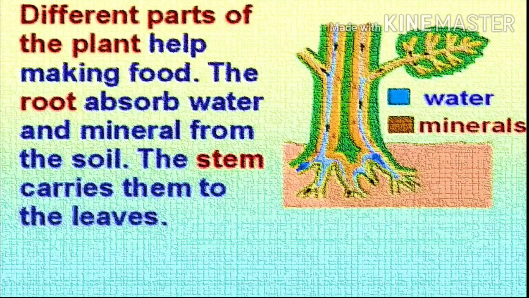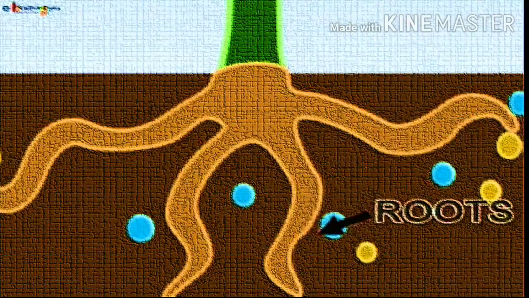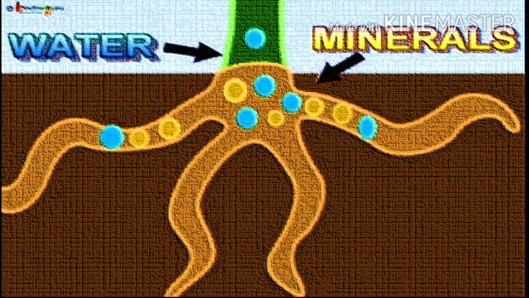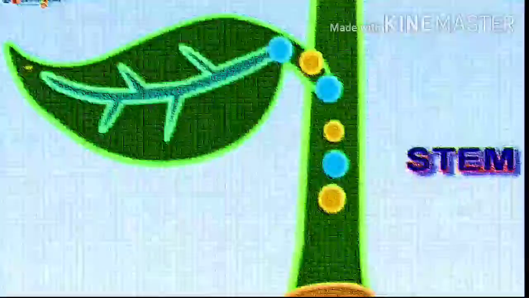Different parts of the plant help in making food. The roots absorb water and minerals from the soil and the stem carries them to the leaves. Yes, the roots of the plant absorb water and minerals from the soil and transport them to different parts of the plant. The stem takes them to the leaves.